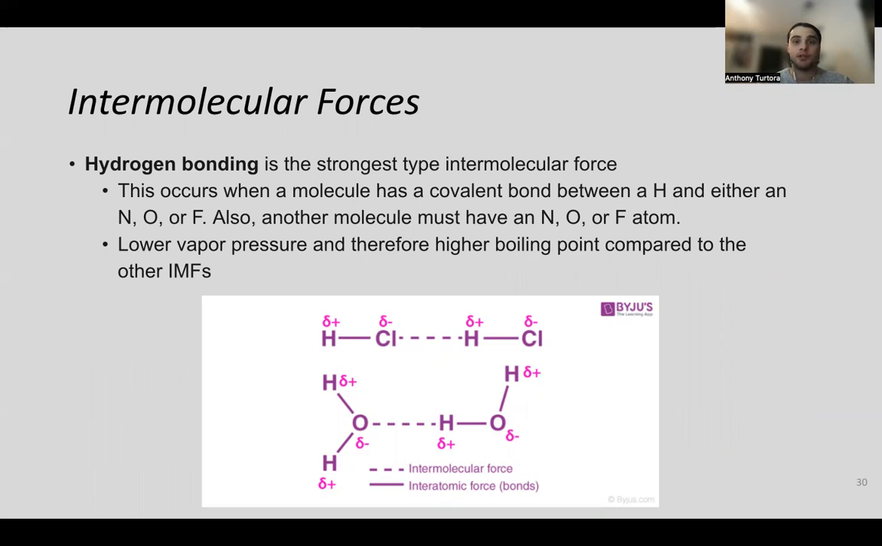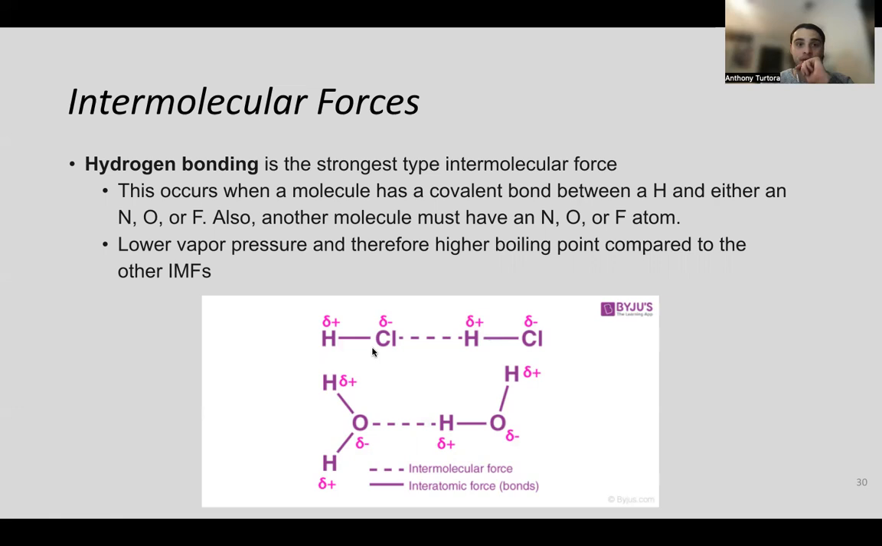This occurs when a molecule has a covalent bond between a hydrogen and either a nitrogen, oxygen, or fluorine. What has to happen is that the other molecule must have a nitrogen, oxygen, or fluorine. So here we can see HCl interacting with each other, or water interacting with other water molecules. The negative portion here of HCl, meaning that this has the more electron density, is going to interact with the hydrogen end here, which has less electronegativity.